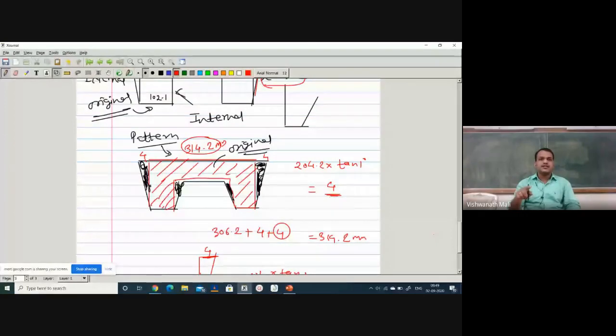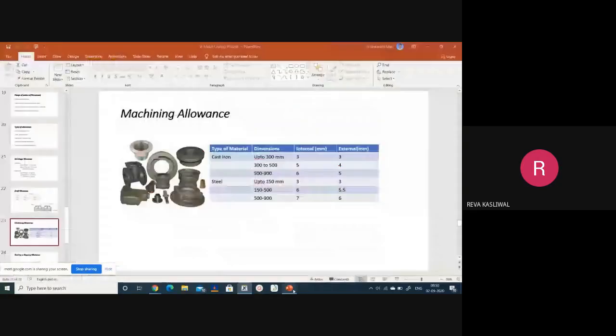But think that your original size is 100 and the cast product you got is 98 mm. You cannot add extra material to that and get 100 mm. That product is waste. But if your original size is 100 and after casting you got, suppose, 105 mm, it is okay. Why? You can machine it, remove that material, and you will get the original size. Remember that. You can give extra allowance also. That is the main point.